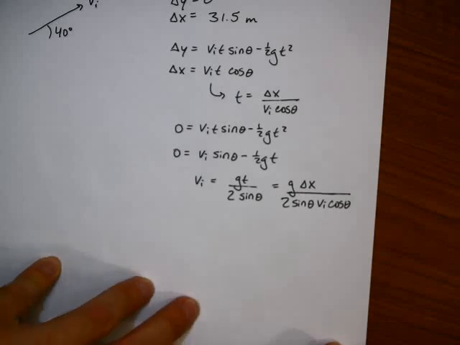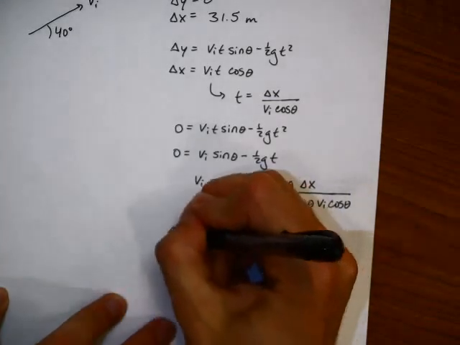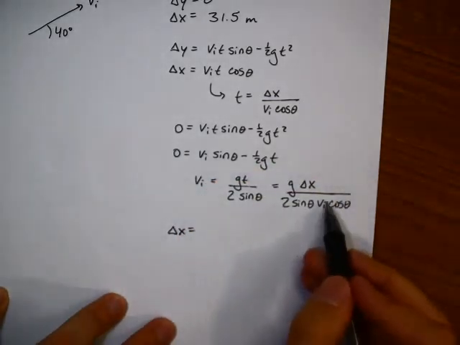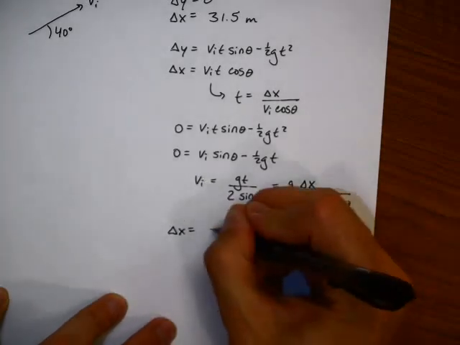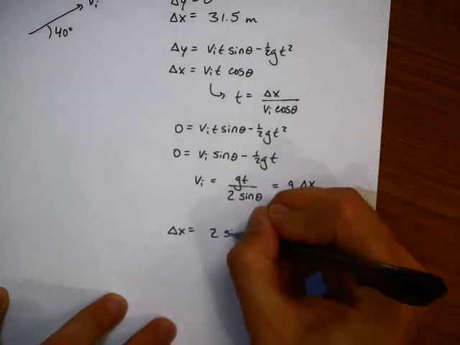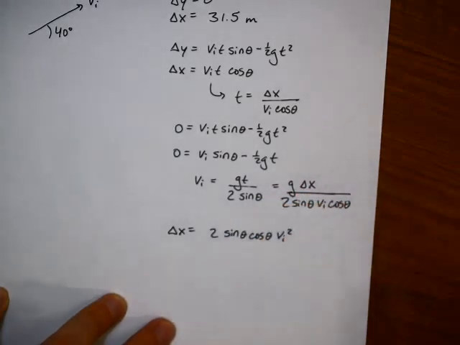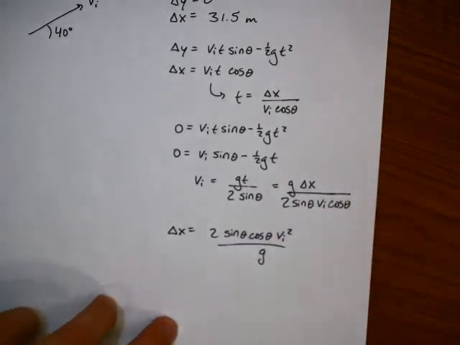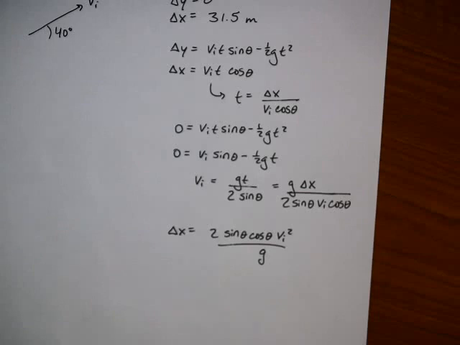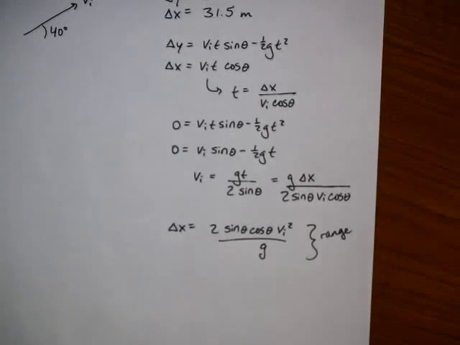I've solved this before faster, I think, but this is going to work. So now we want to find delta x. Delta x equals, I'm going to take this denominator and multiply both sides by it. And over here I now have 2 times sine theta cosine theta Vi times another Vi. So that's Vi squared. And now I'm going to divide both sides by g. Okay, this is a famous equation called the range equation. It's a nice way to calculate the range without needing to know the time.